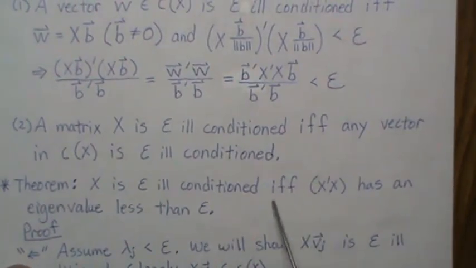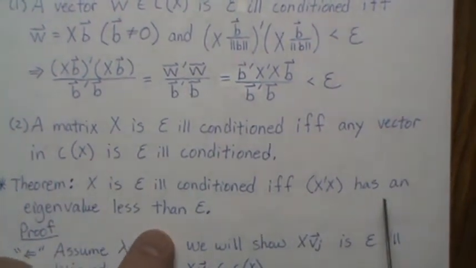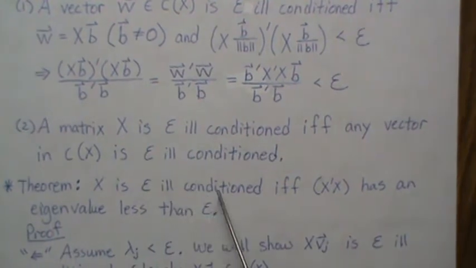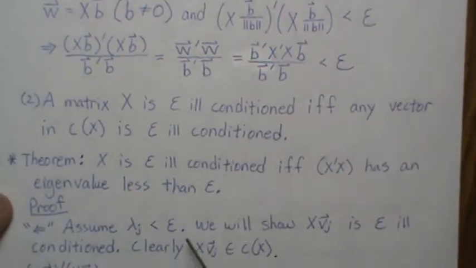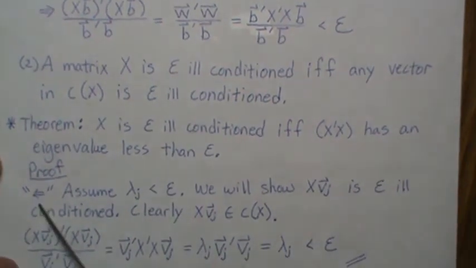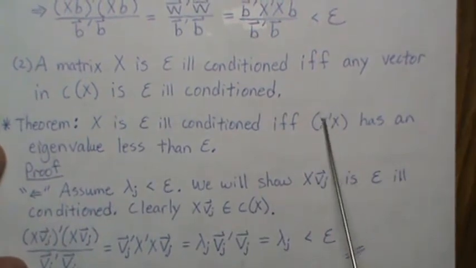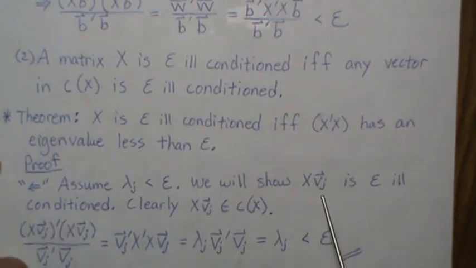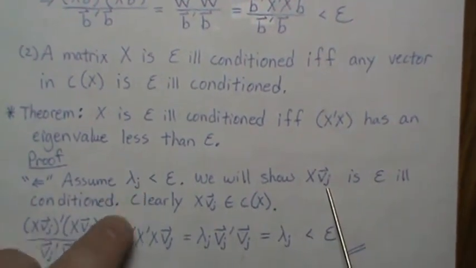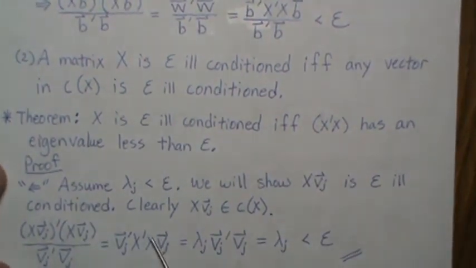Now, in if and only if proofs, it's 2 ways. We assume this is true and prove this, then we assume this and prove this. And one way is usually easy, and the other way is a little more complicated. So let's prove the easy way first. So let's assume that there's an eigenvalue less than epsilon of this, X transpose X. And then we will show that Xv, remember that v is the orthonormal eigenvector associated with that eigenvalue, is epsilon ill-conditioned.